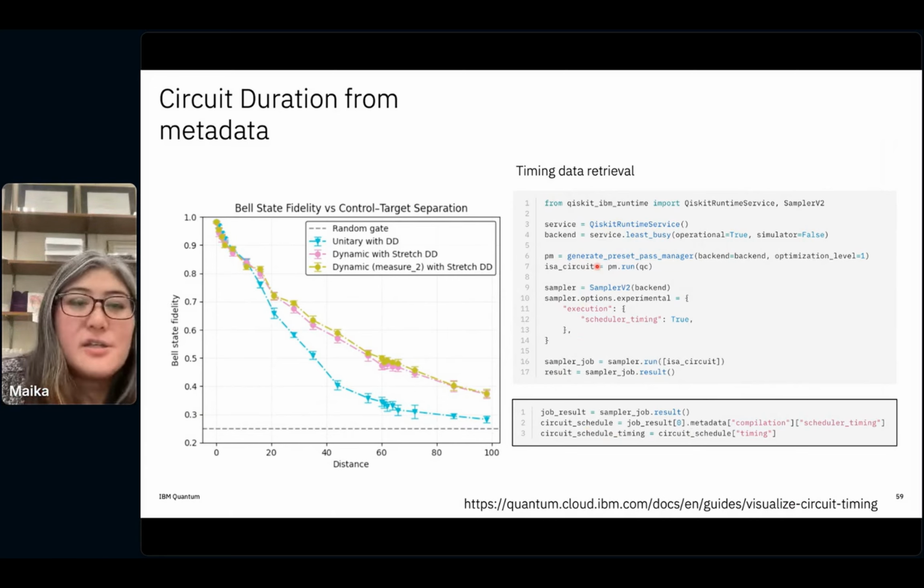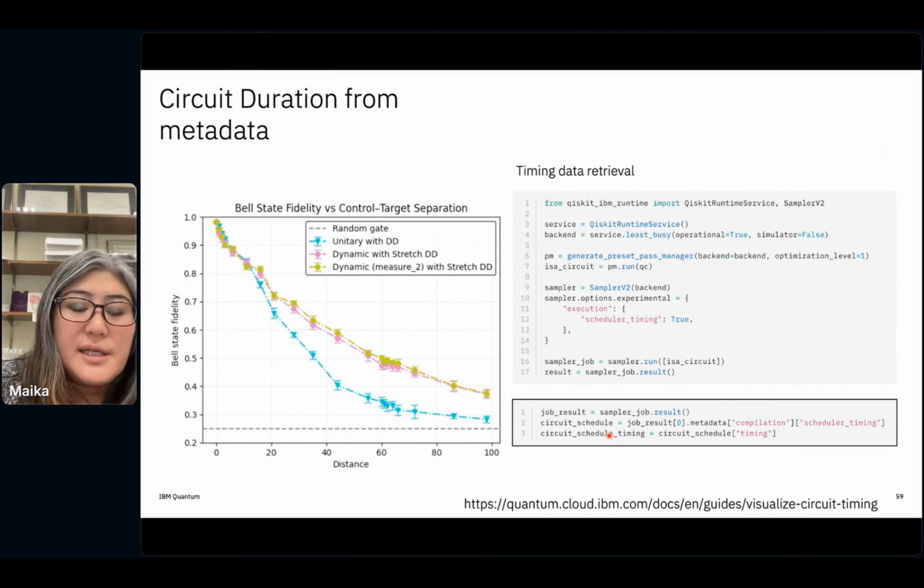The thing to note is that before you submit the job, you do need to add an extra option in the sampler option to get the scheduled timing to come back. This is set to false as a default. So after you run, if you don't set this up, you won't be able to retrieve the information in the metadata. So make sure if you're actually running an experiment on a real backend, you set it to true. Then at the end, when you get the job result, you could get this information from the metadata. So there is a circuit scheduled timing that you could pull for visualization.